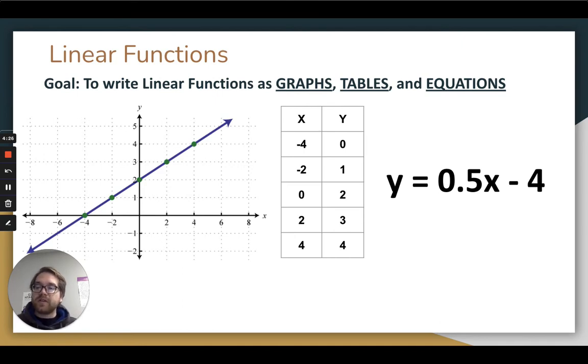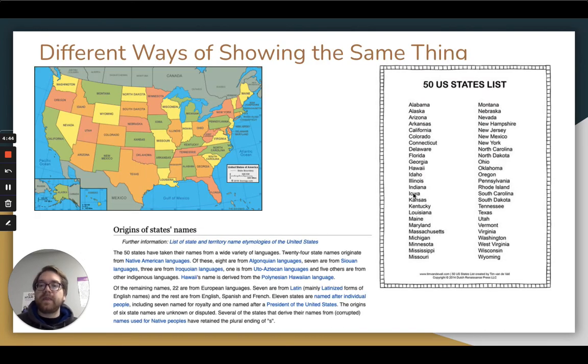Now the thing that I really want you to understand is that those are actually three different ways of representing the same thing. The graph, the table, and the equation are all showing me the same thing, and they're all talking about the same thing, just in a different way. Let me give you an example. Say that you wanted to learn about the states, the 50 U.S. states, or you at least wanted to learn their names or something about their names. Well, you could look at three different things. You could look at a lot of different things, but you could look at three different things to learn about that. You could look at a map of the U.S. states.